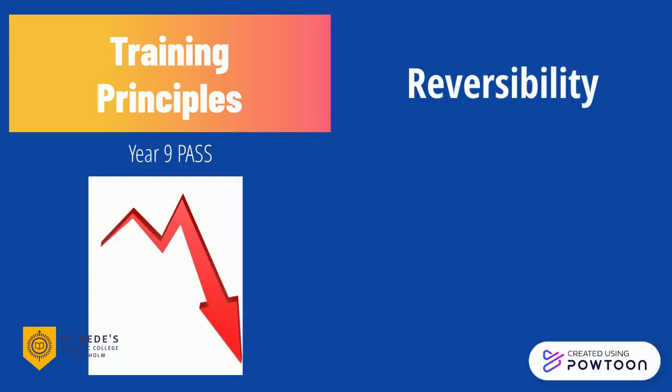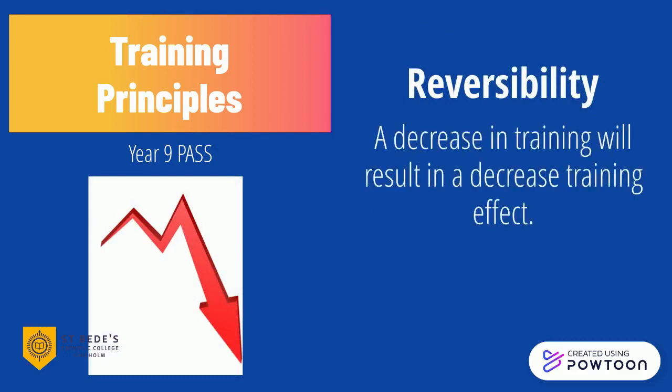Reversibility is the fourth principle, and this exists in recognition of the fact that a decrease in training will also result in a decreased training effect.